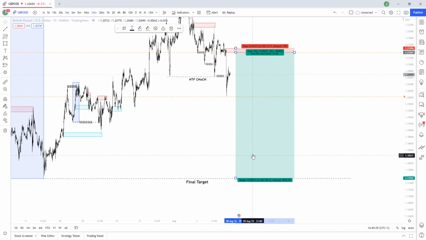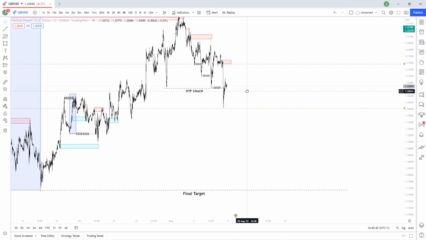We're looking at a 30 RR return, or a 1 to 30 trade, obviously with partials involved. That's not going to be a full 30 RR, but that's just an example of what I would be looking for in this coming week.